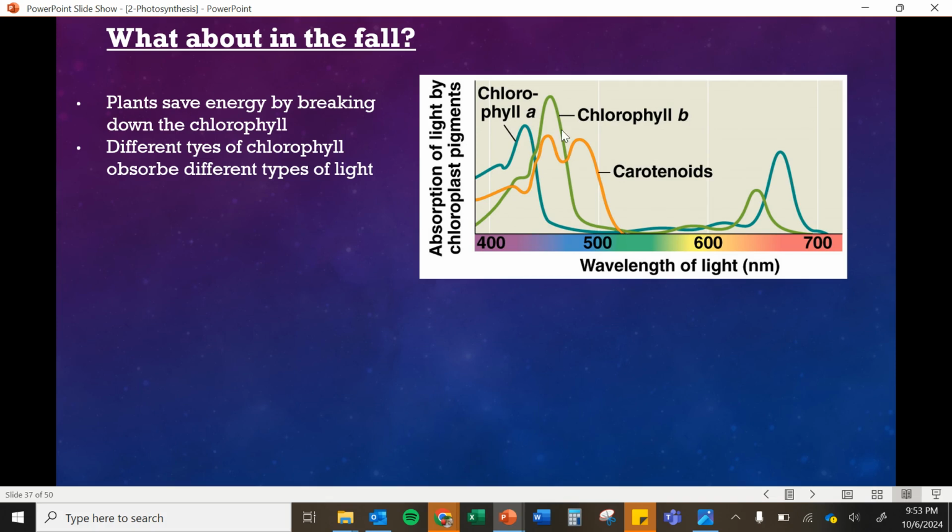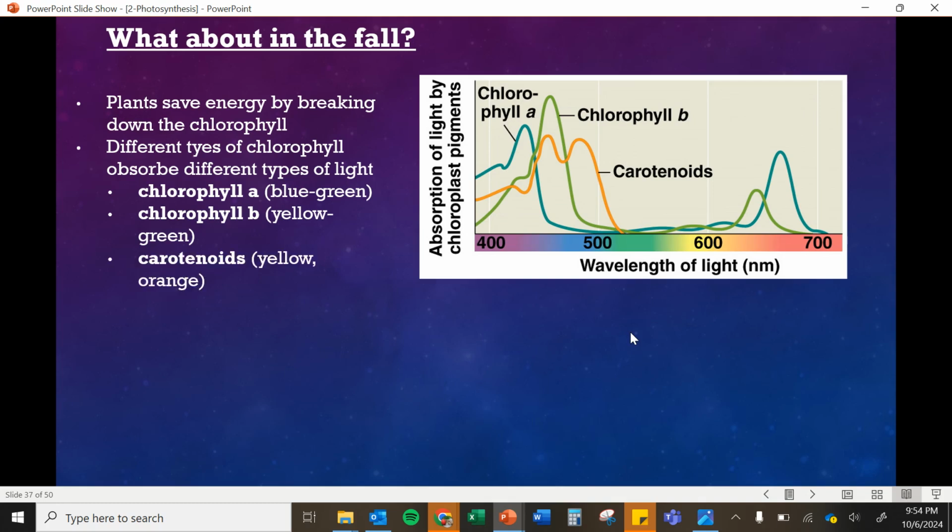Chlorophyll B absorbs different wavelengths of light. And then carotenoids, it sounds like the word carrots, because they're usually orange in color because of what colors they absorb and reflect. But they absorb different wavelengths of light as well. So chlorophyll A is blue-green, chlorophyll B is yellow-green, and carotenoids are our yellow-orange.